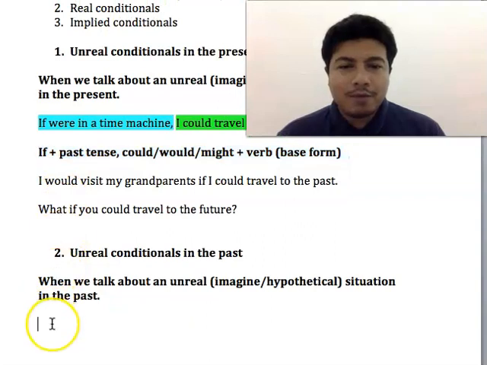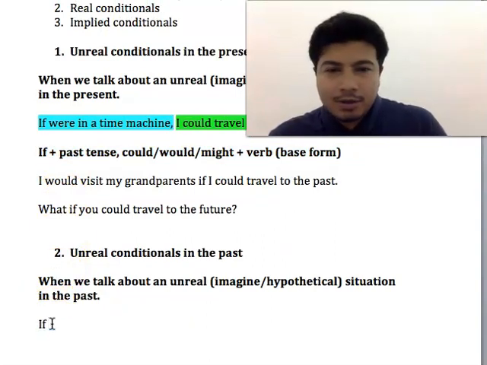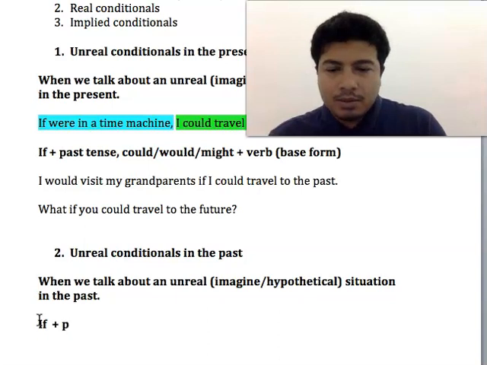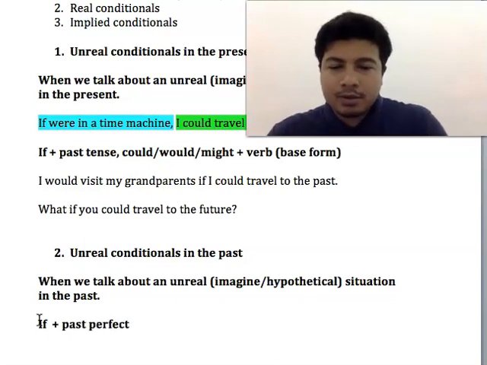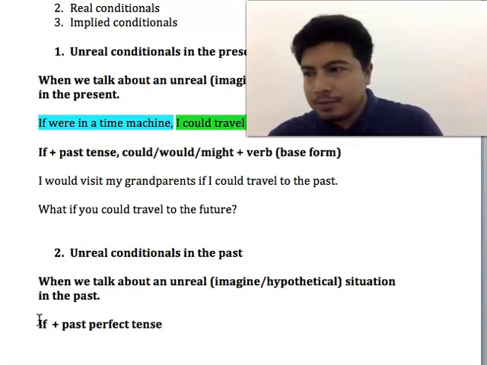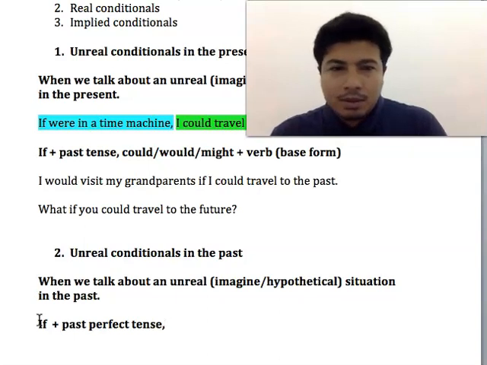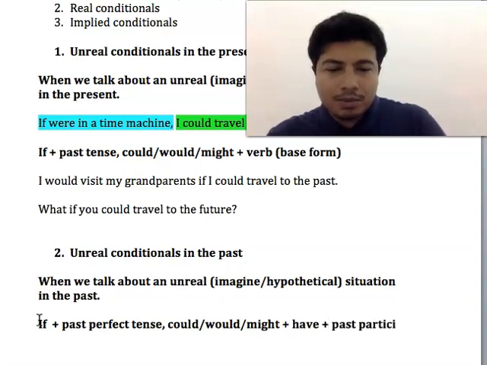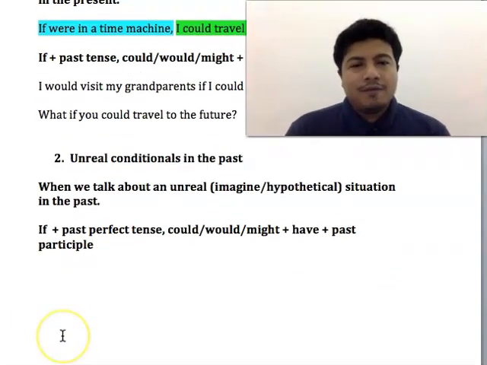And if unreal conditional in the present, this is the formula that you have. Unreal conditional in the past, the formula that you have would be if plus past perfect tense, comma, and then the modals like could, would, or might, plus have, plus past tense or past participle. So you can refer to the previous videos on what past participle is.